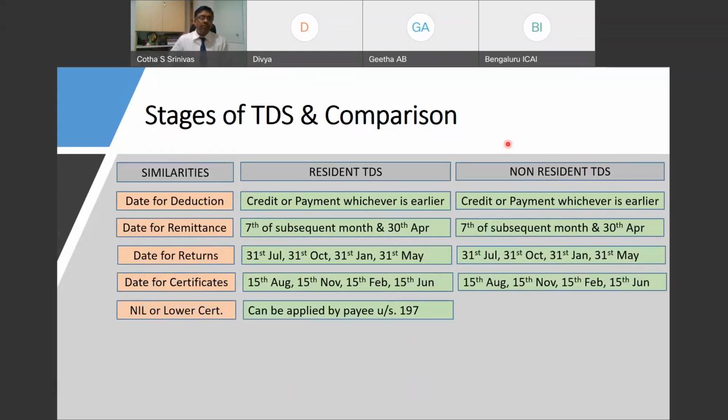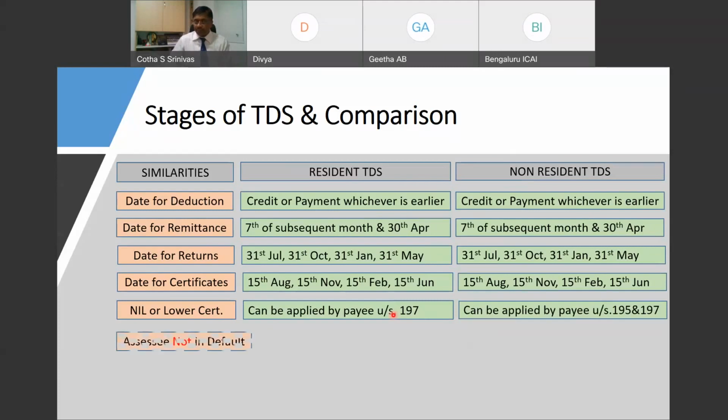Nil or lower certificate. Under resident TDS, a nil or lower certificate can be applied for by the payee, that is the person who is receiving the income, under section 197. When it comes to non-resident TDS, it can be applied for by the payee both under section 195(3) and section 197.